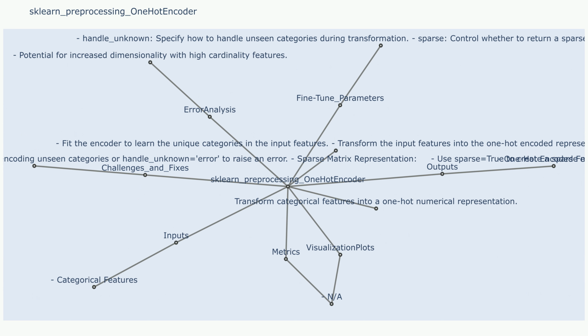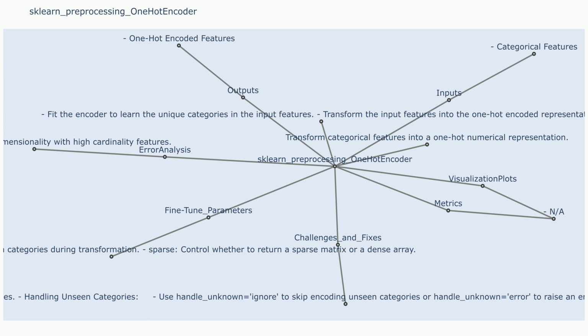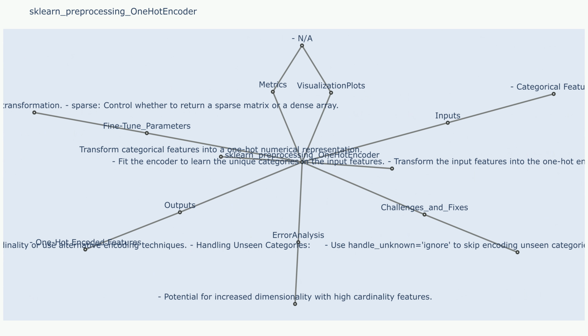Parameter 2. Explain in detail. Sparse determines whether to return the output as a sparse matrix, true (default), or a dense array, false. Sparse matrices are more memory efficient when dealing with high-dimensional data with many zeros. Uncertainty methods. Uncertainty method 1. Explain in detail. One-hot encoder itself does not directly incorporate uncertainty methods. However, uncertainty in the encoded features can be addressed by using techniques like Bayesian inference in the subsequent machine learning model that uses the encoded data.